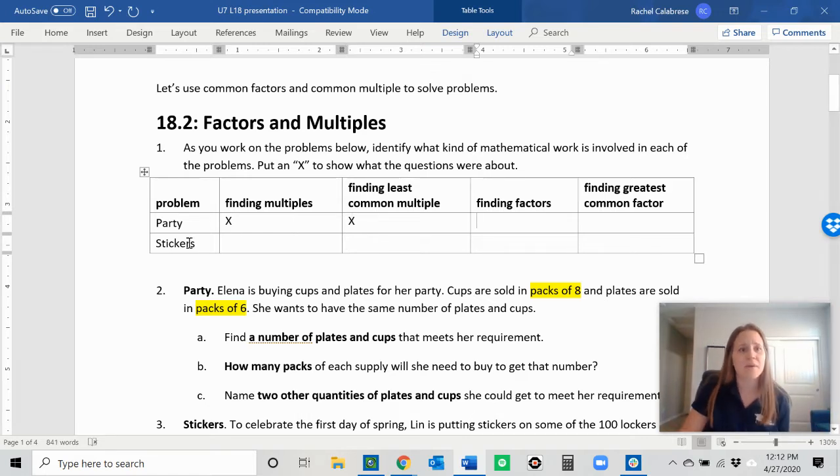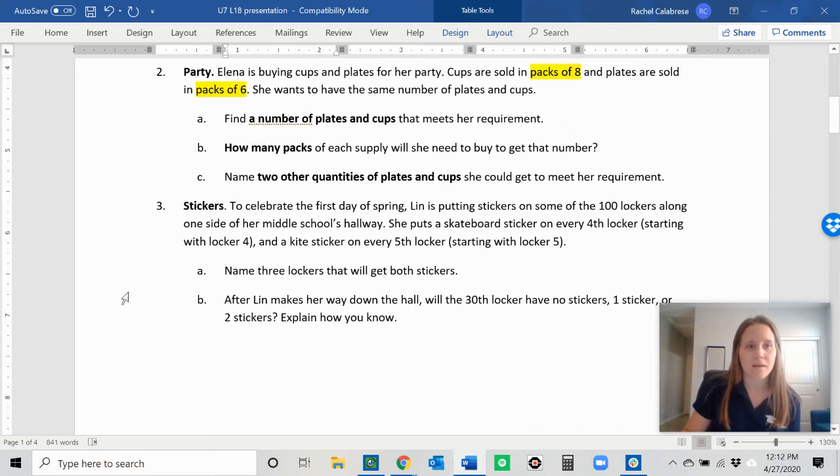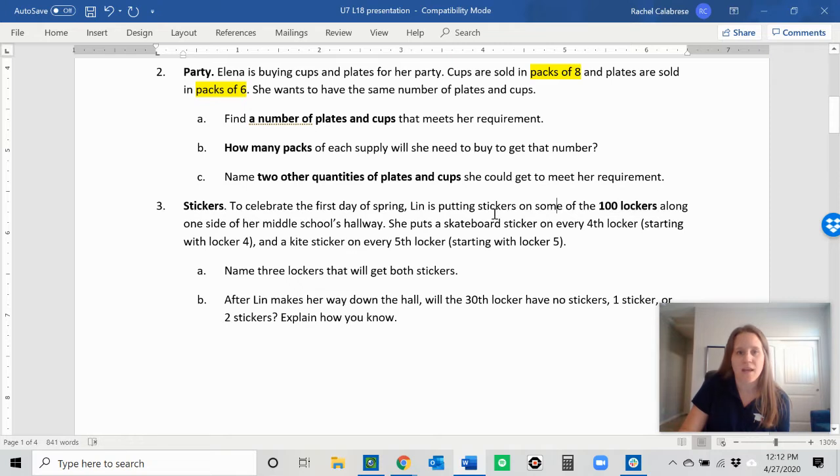Okay. Reminder as we move on to the stickers question, as we read it, start to think about, are we finding multiples or the least common multiple? Okay. All right. Number 3, stickers. To celebrate the first day of spring, Lynn is putting stickers on some of the 100 lockers. That's an interesting total. I'm gonna bold it. Along one side of her middle school's hallway.